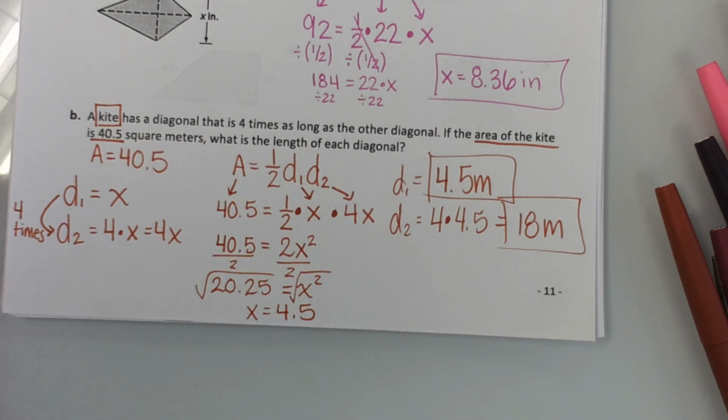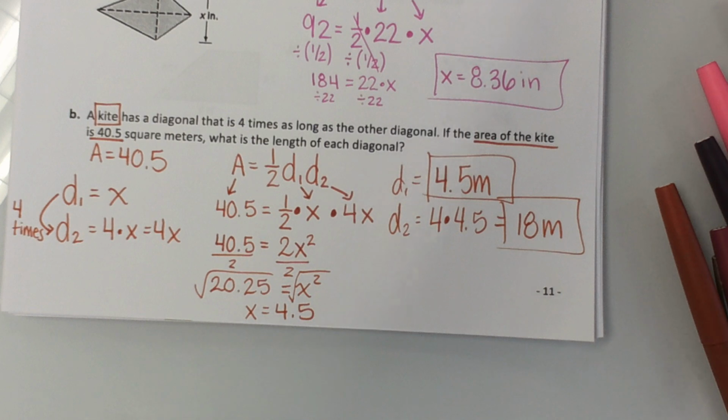Kites are pretty straightforward. You just got to make sure you have the right lengths. These word problem ones get a little trickier.